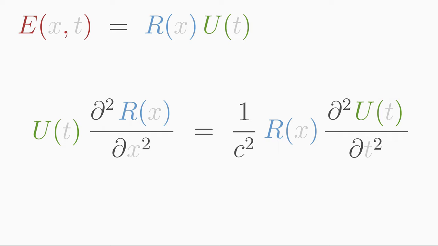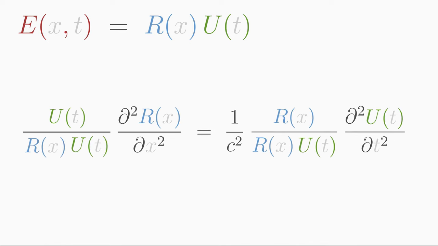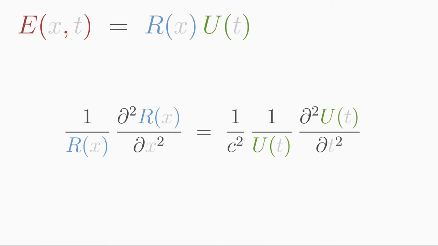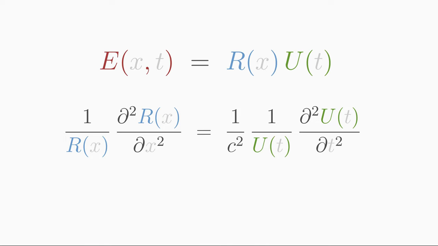The goal now is to separate everything that depends on x from what depends on t. For this, we divide this equation by r times u. Thus, we have achieved that everything that depends on x is on the left side and everything that depends on t is on the right side. If you manage to separate a partial differential equation this way, then the separation ansatz was successful.